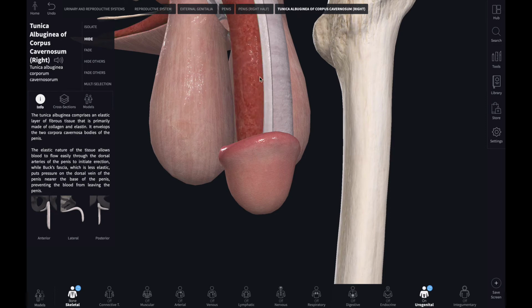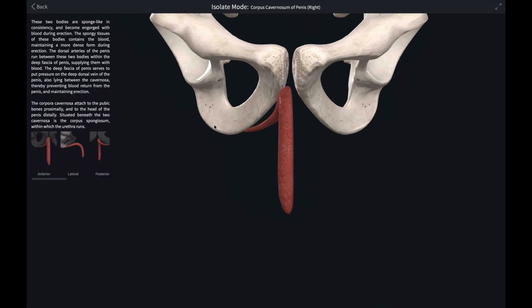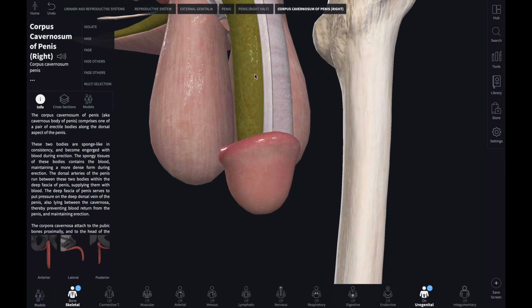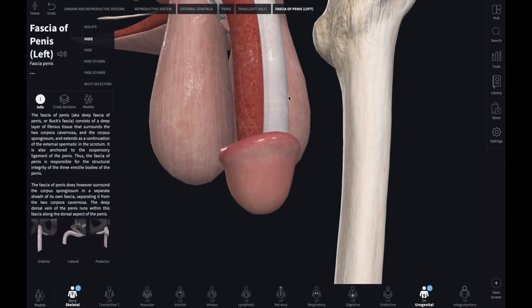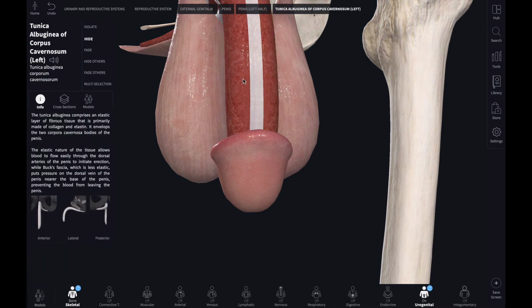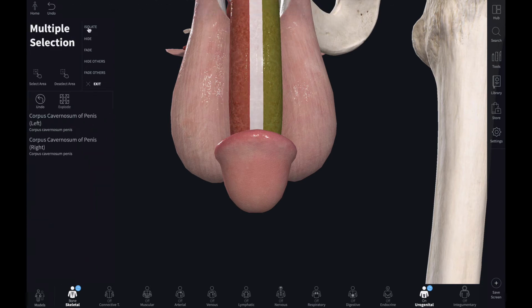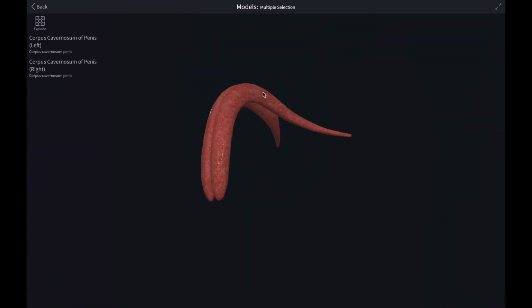Okay, there is the right corpus cavernosum. Okay, this is extending in the inferior pubic ramus, as well as there is the left corpus cavernosum. So this is the right and the left corpus cavernosum that is extending in the inferior pubic ramus. So this is a sort of rich vascular bed. Okay, so whenever the erection takes place, this vascular bed is filled with blood, and thereby the erection is taking place.